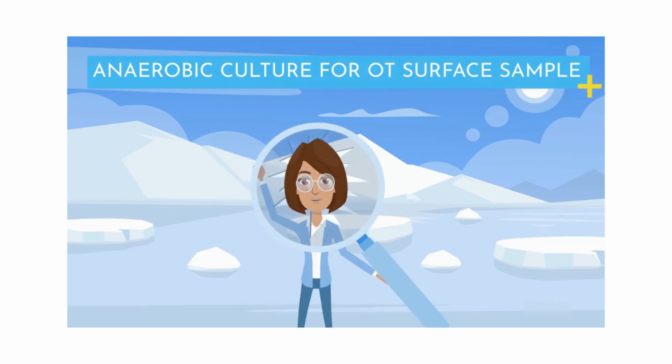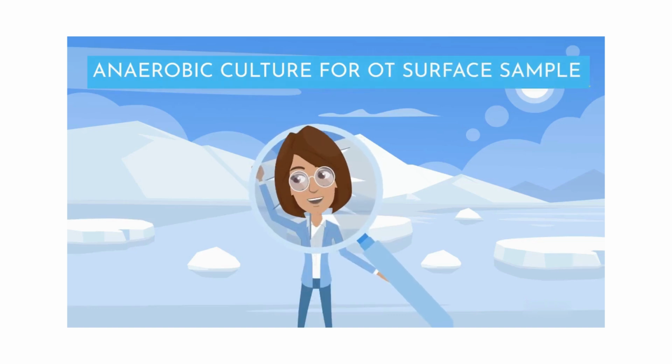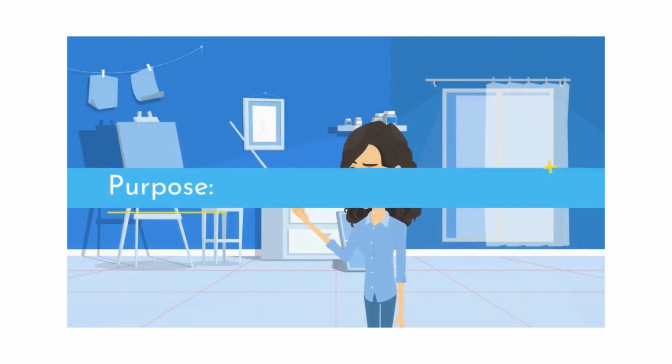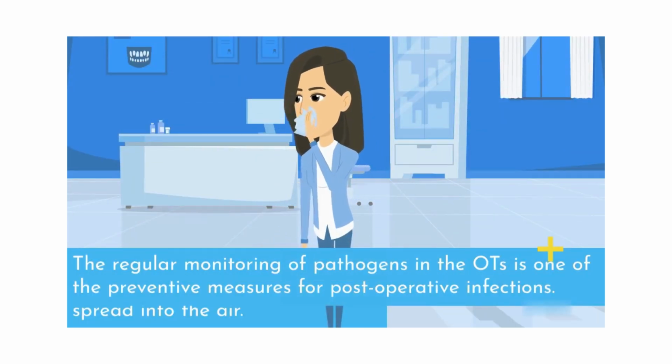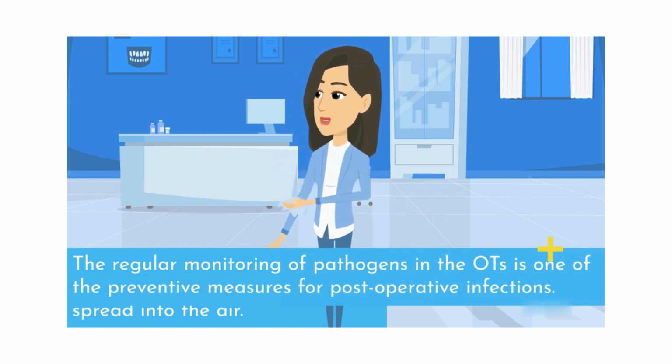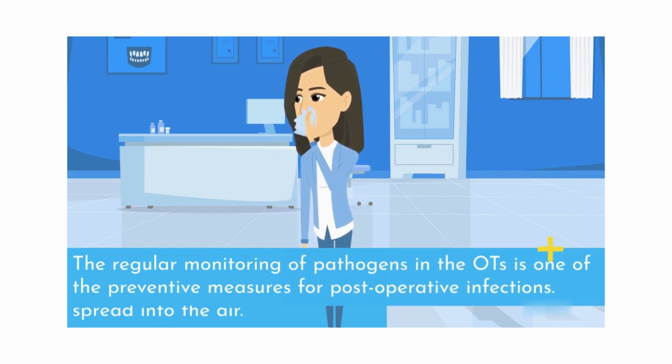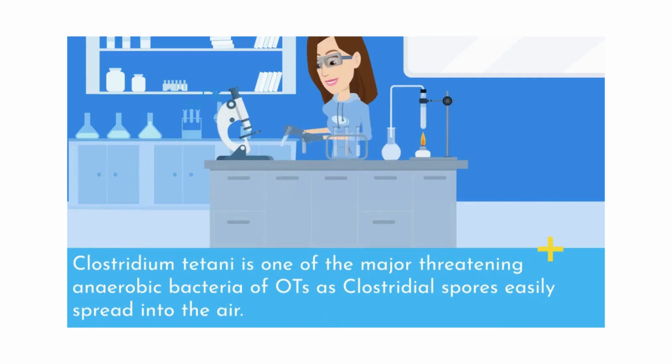Anaerobic culture for oat surface sample. Purpose: the regular monitoring of pathogens in the oats is one of the preventive measures for postoperative infections. Clostridium tetani is one of the major threatening anaerobic bacteria of oats, as clostridial spores easily spread into the air.